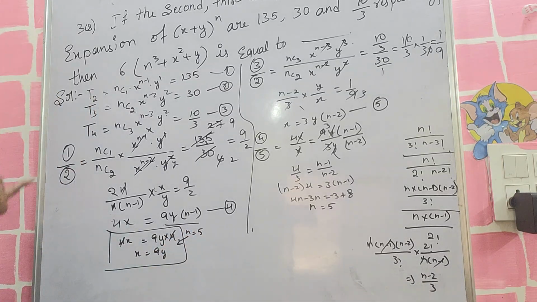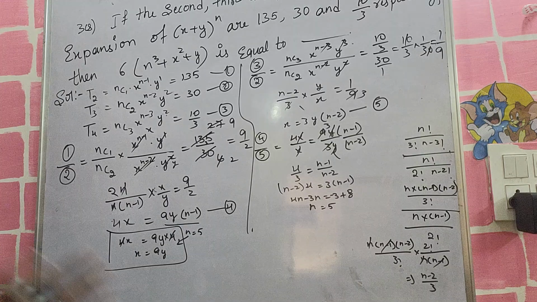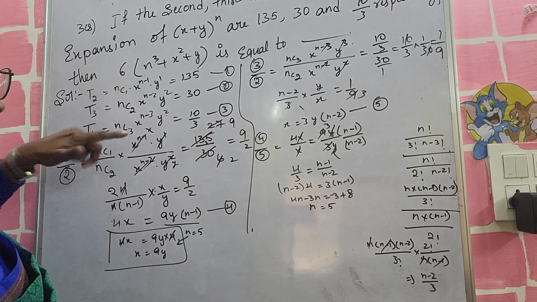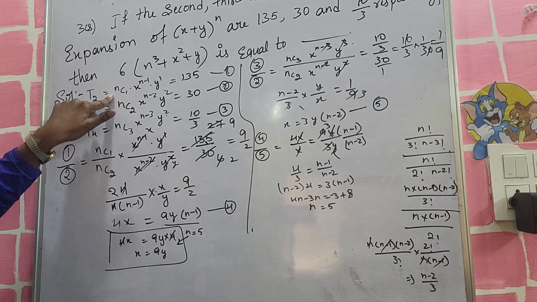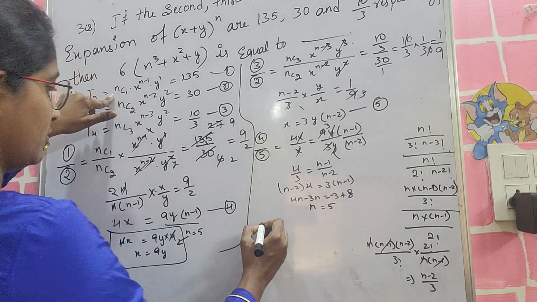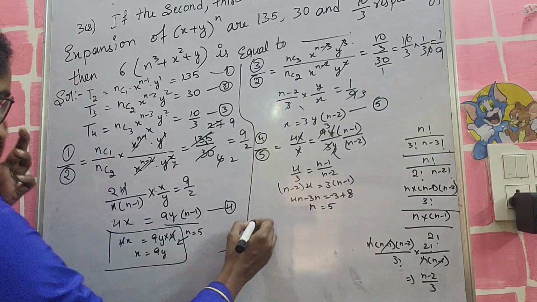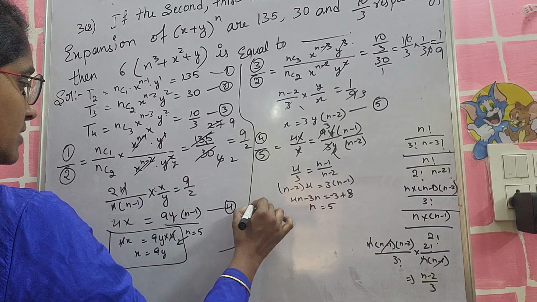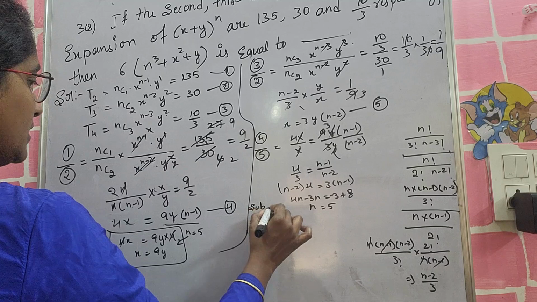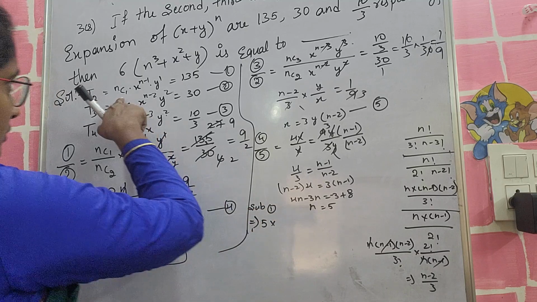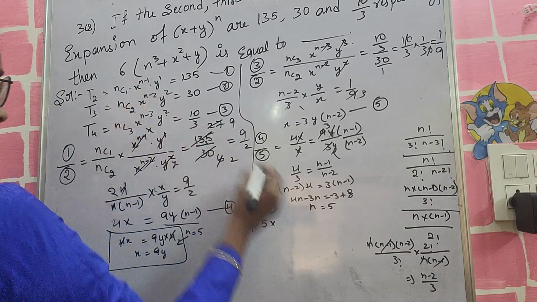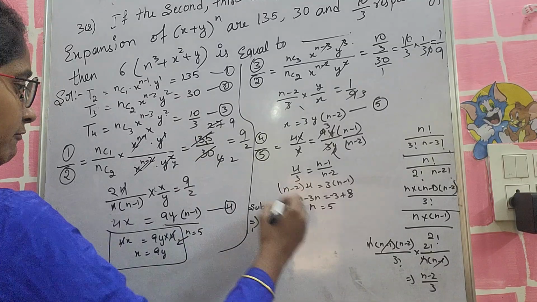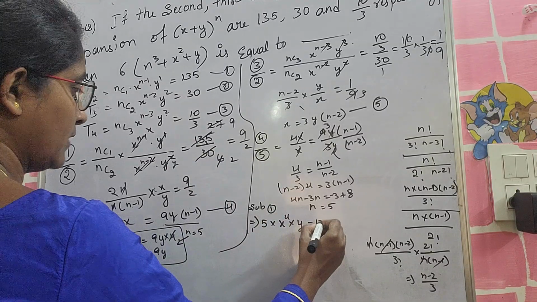Then I need to substitute any one of it so that I can find the x and y values. So I'll substitute in this place. I'll take this one so that I can keep n as it is. N is 5, substituting in equation 1, so this is 5 n only. Then x power of 5 minus 1 is 4, into y only, is equal to 135.